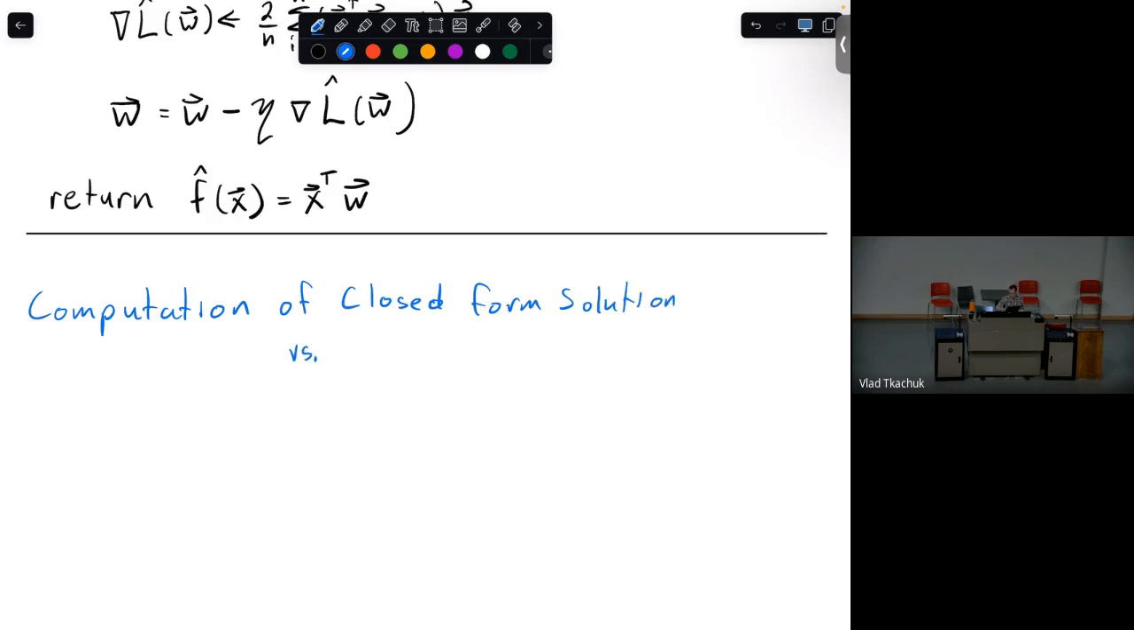Versus gradient descent. Okay. Really, it's this batch gradient descent. Okay.